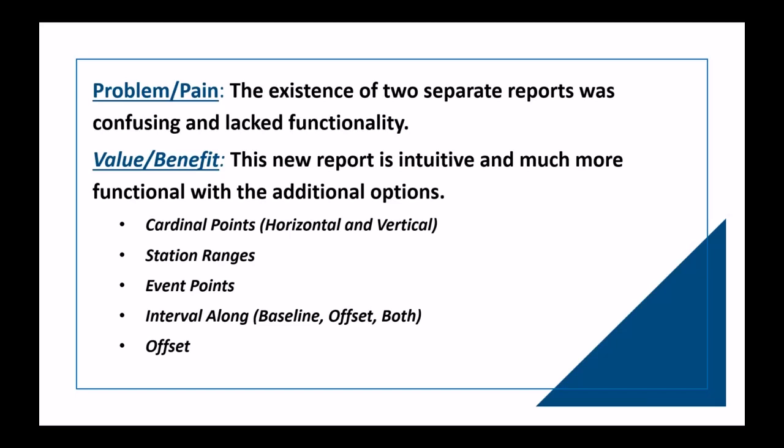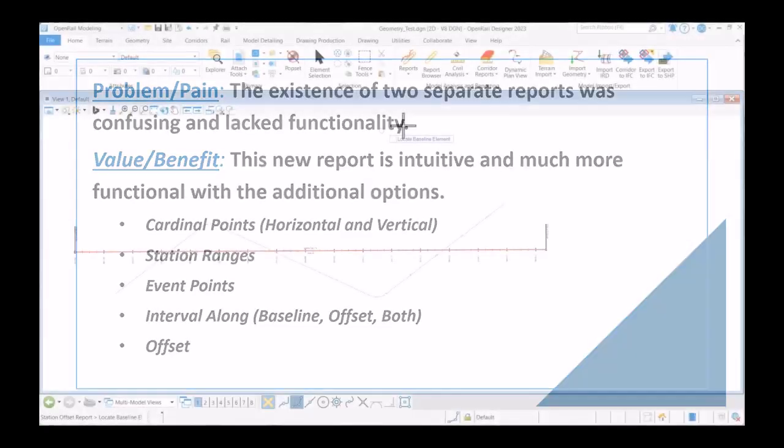I think the only thing really different was how the interval was calculated, whether it was calculated off the baseline element or the offset element. So what we decided to do was say, you know what, let's just put them together. Let's just create one report. Give them the options to do whatever they need, and while we're there, let's add some additional functionality, such as cardinal points, station ranges, event points, interval along, and offset. So let's take a look at how this works here.